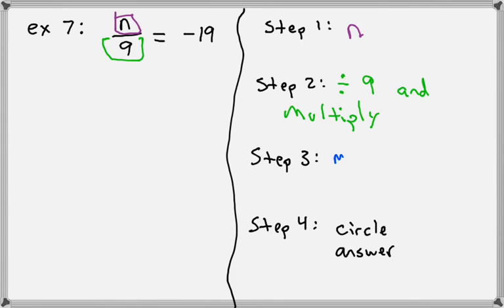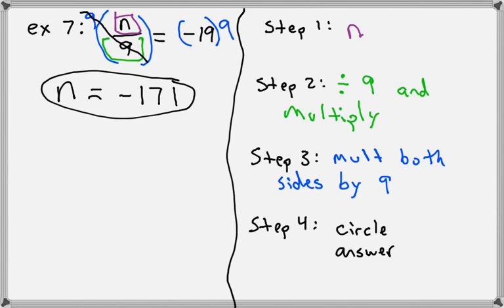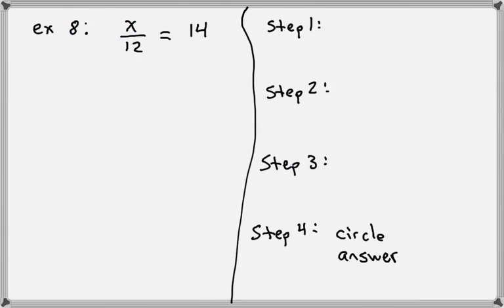So to perform, we're going to multiply both sides by 9. So when I do that, the 9 and then divided by 9 cancels out, leaving us with just the n, and negative 19 times 9 is equal to negative 171. So we have our final answer, and we can circle it. Let's look at one final example.